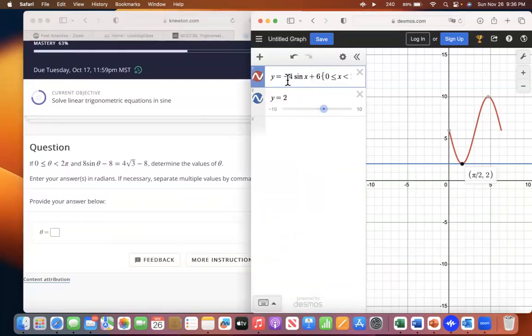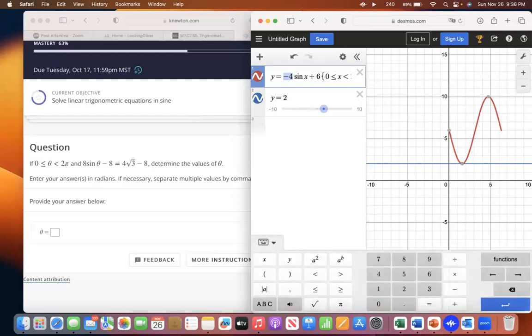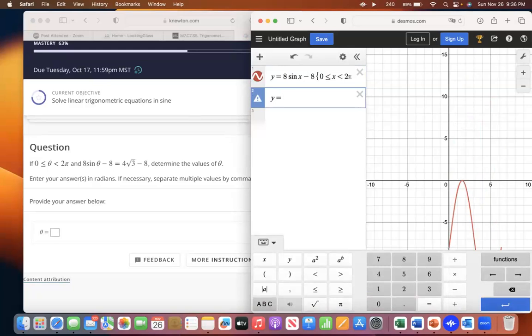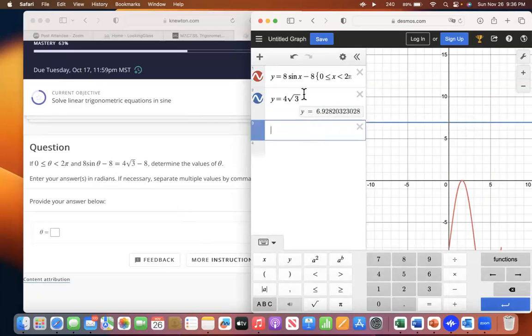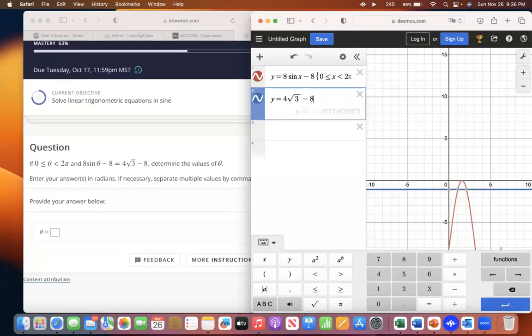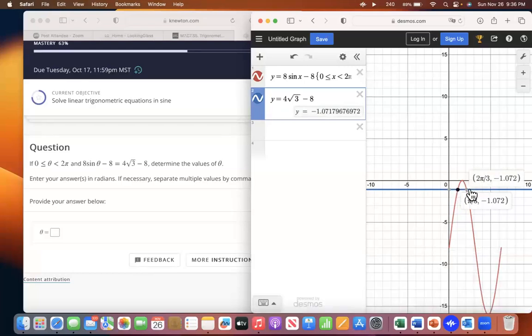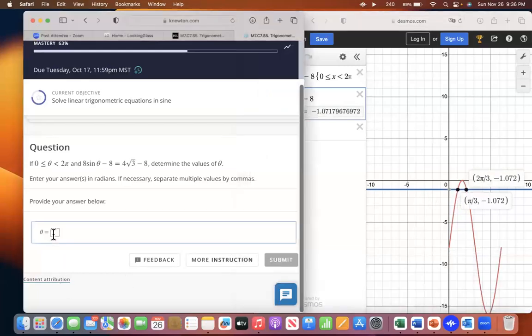You're going to graph 8 sine x minus 8 and y is equal to the 4 square root of 3 minus 8, right? Exactly. If it's undefined, do I just put 0? Did I put that in right? No, you did not. It's 4 square root of 3 and then x. Yeah. And then go to the right and type right arrow, -8. Pi over 3, 2 pi over 3.